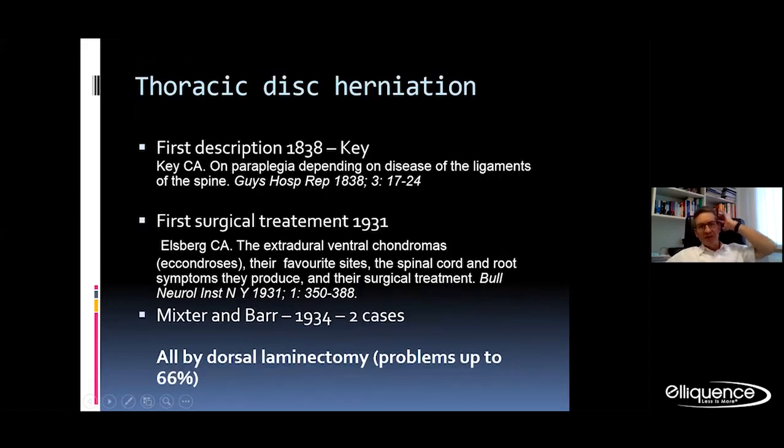So when we look in the history, thoracic disc herniations are an old issue. Even in 1838, we got the first description of it.